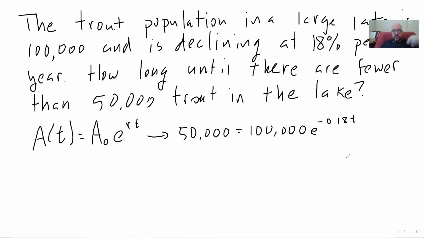Okay, so note that I have sneakily disguised this as a half-life problem. My first step is the same. I'm going to divide by 100,000, and when I do, 50,000 over 100,000, 50 over 100, is a half, right? So a half equals e to the negative 0.18 t. So what I'm actually asking for here is, what's the half-life of this fish population, right?